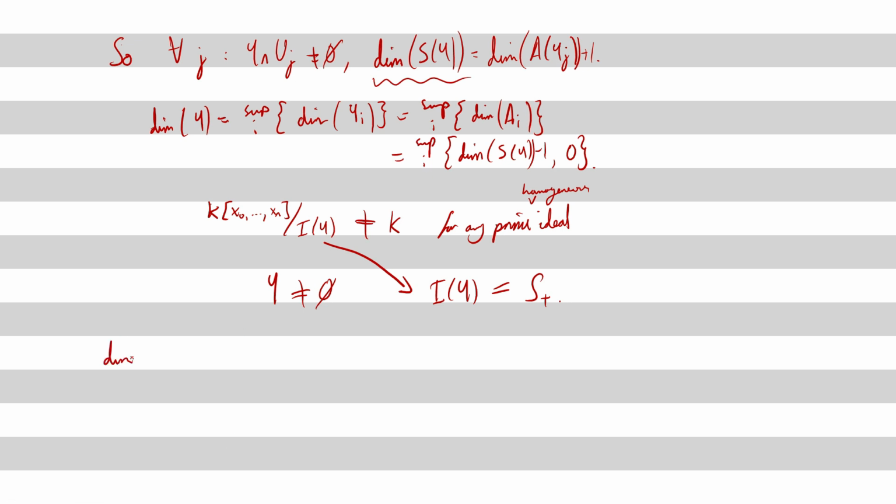So the dimension of Y, well, if it is equal to 1, then it's the supremum of 0, in which case it's the dimension of S(Y) minus 1, or it is equal to the dimension of S(Y) minus 1. Therefore, the dimension of Y plus 1 is equal to the dimension of S(Y). And we are done.